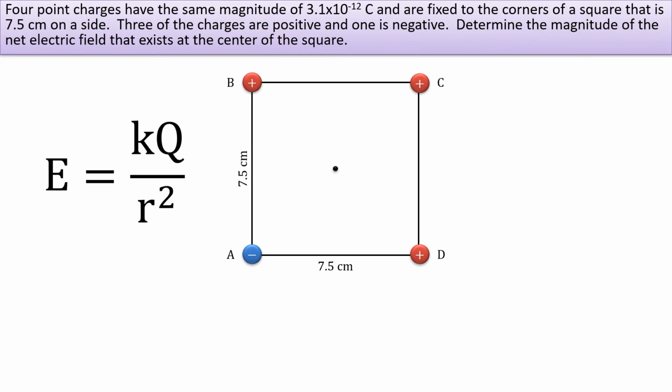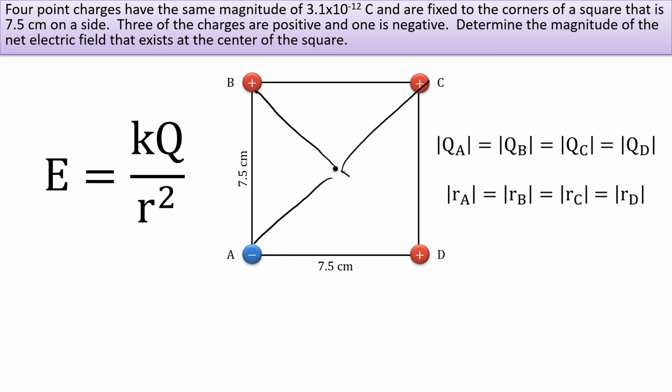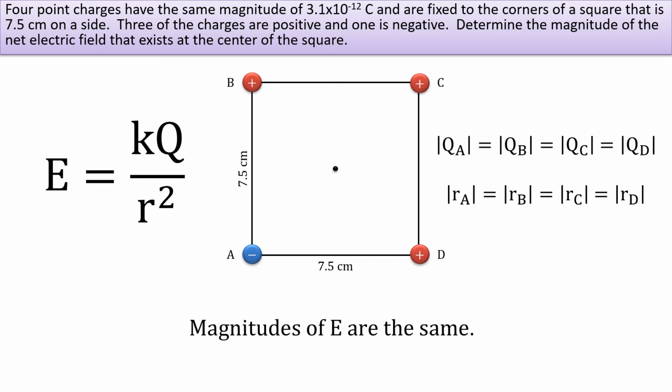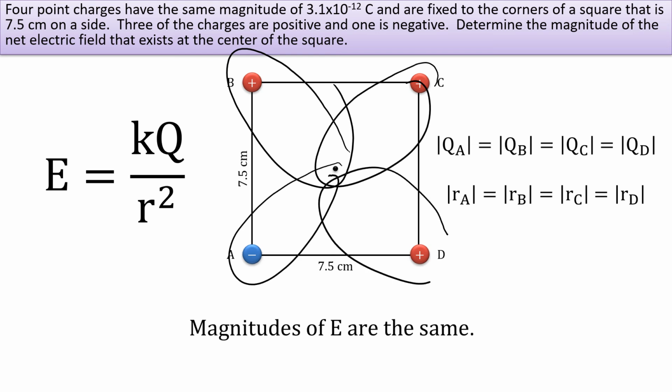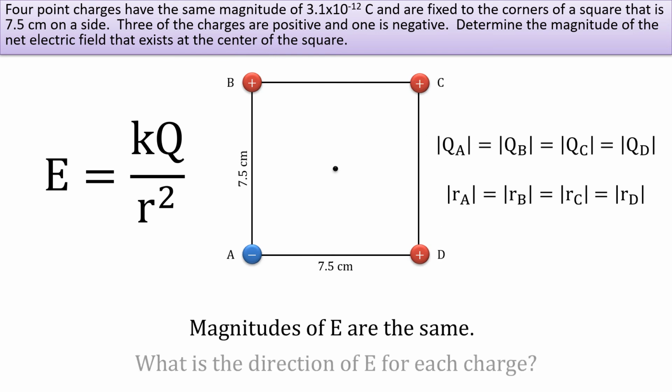So here's the idea. The electric field intensity is equal to KQ over R squared. And all of the charges, the magnitude of the charges are all equal to each other. And since that point that they're asking about is right in the middle, the distance between the point and the charges are also all the same. So the magnitudes of the electric field strength of A and the electric field strength brought by B and C and D are all the same, but what direction are they pointing? What is the direction of the electric field intensity for each charge? So let's think about each one individually.